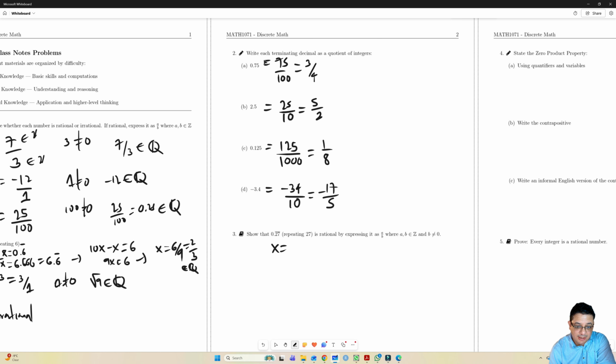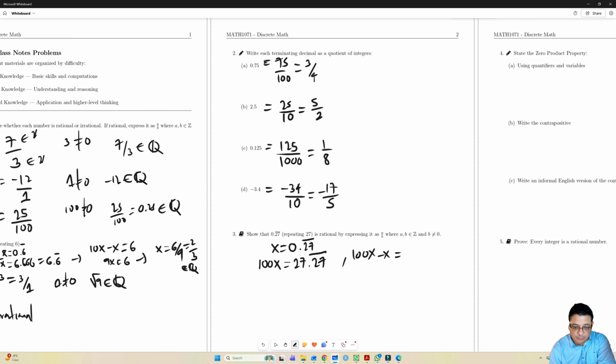So if x is 0.27 and we have the repeating pattern of 27, I can multiply by a power of 10 matching the number of repeating decimals. Because I have 2 decimals after the 0, then I can multiply by 100. And if I multiply by 100, that's going to give me 27.27. And so the pattern is going to keep repeating, but now I can do 100x minus x.